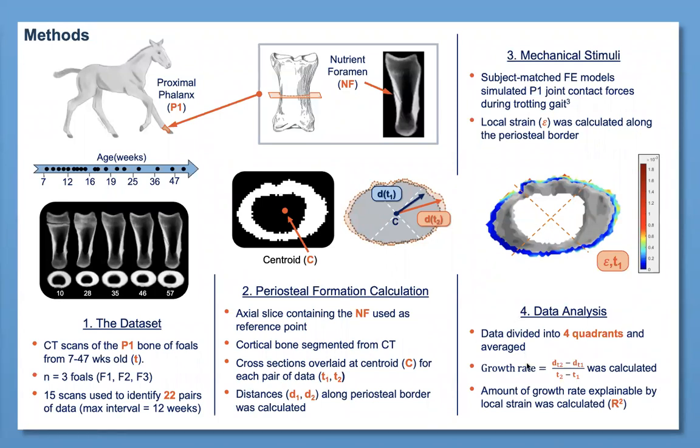Growth rates were calculated using this equation seen here, once again using the periosteal apposition divided by the time intervals calculated, and the amount of growth rate explainable by local strain was calculated using the marginal R-squared value, which I'll touch on next.